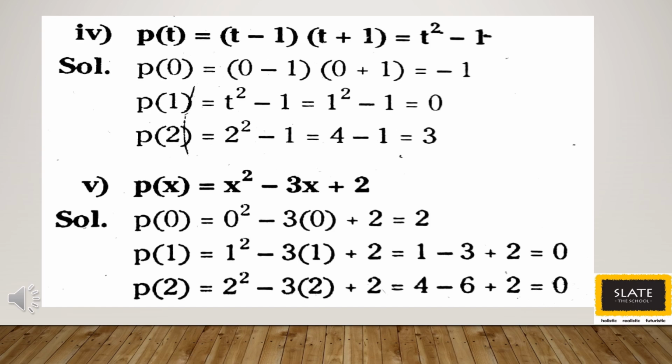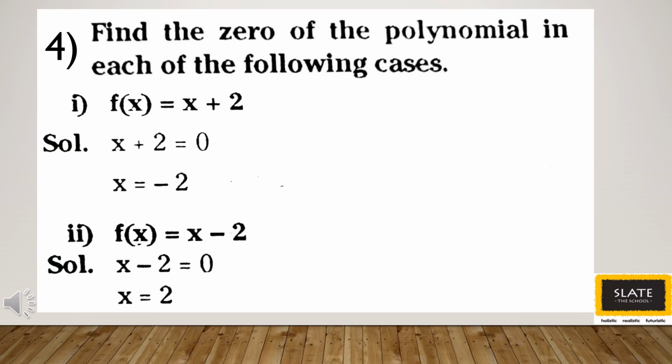Just replace 0, 1 and 2 in place of x. Simplify to get their values. So on simplifications, we got P of 0 is 2, P of 1 is 0, P of 2 is 0.